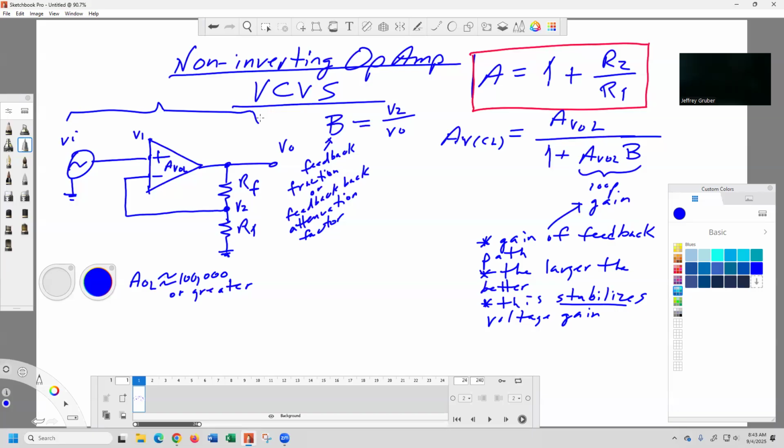Okay, so I'm going to erase some stuff so I can continue this development, because I want to stay on this page. Can I erase all of this? Does everyone have that? I'm going to erase it.